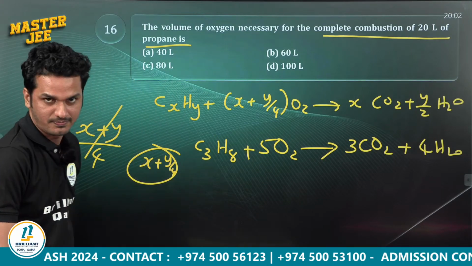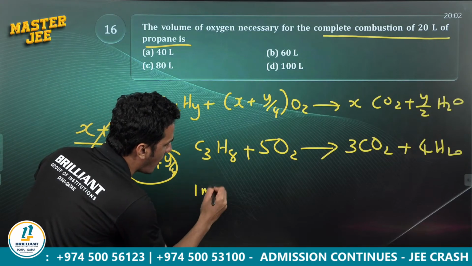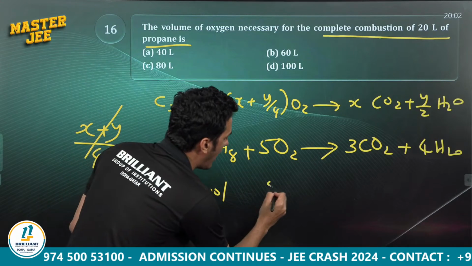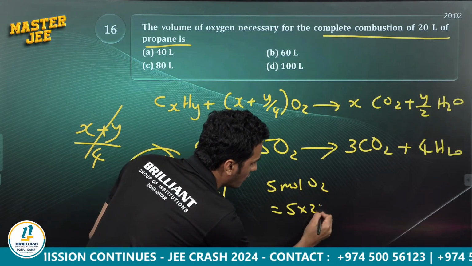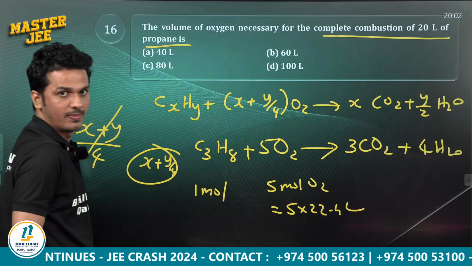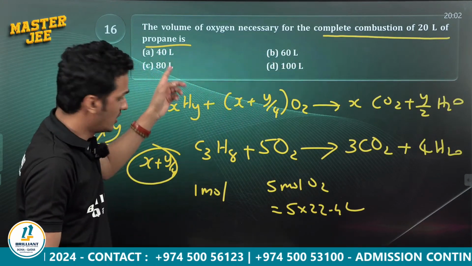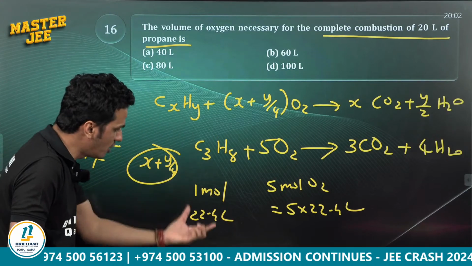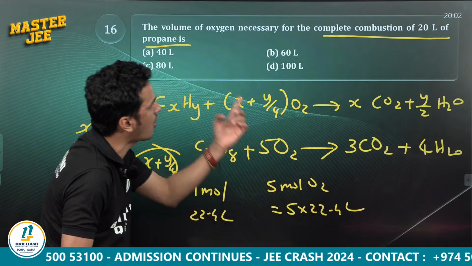Now we can check it. Here, if I am taking 1 mole propane, I require 5 mole oxygen. 5 mole oxygen means 5 into 22.4 liter oxygen. But they are telling 20 liter propane. So here 1 mole means 22.4 liter. So 22.4 liter propane requires 5 into 22.4 liter oxygen.